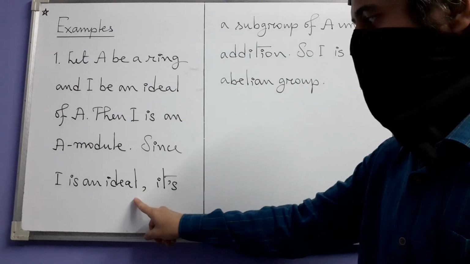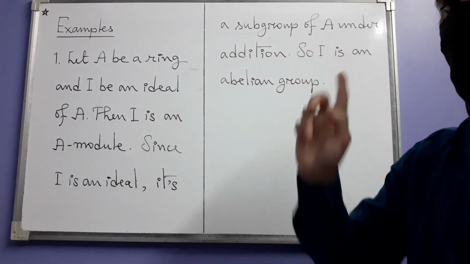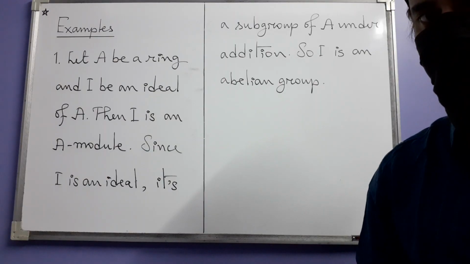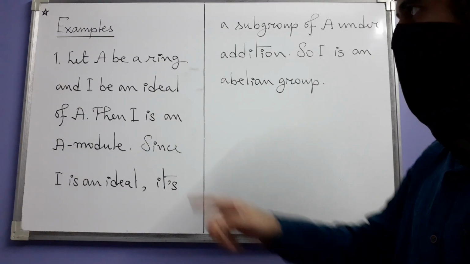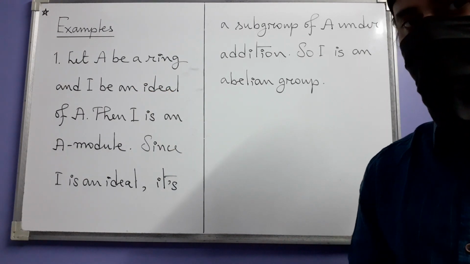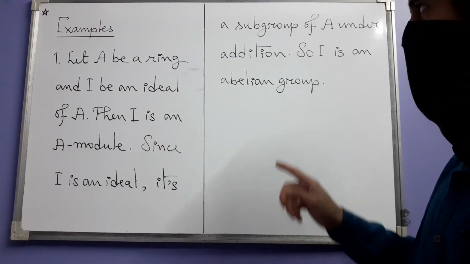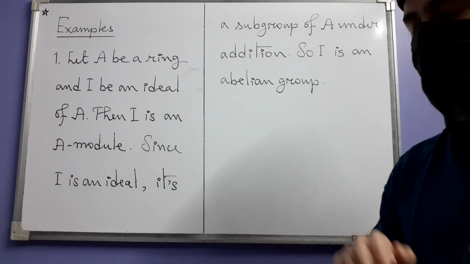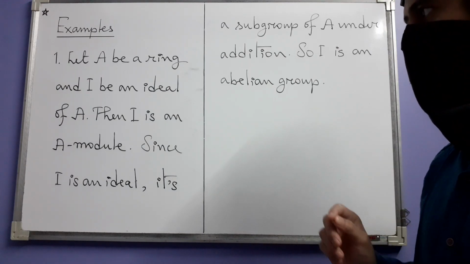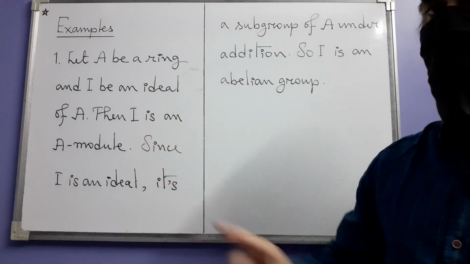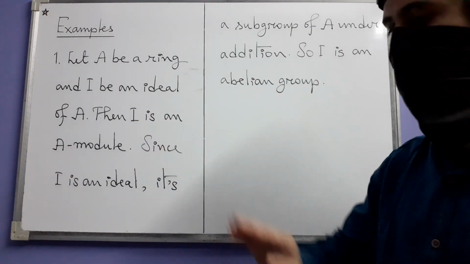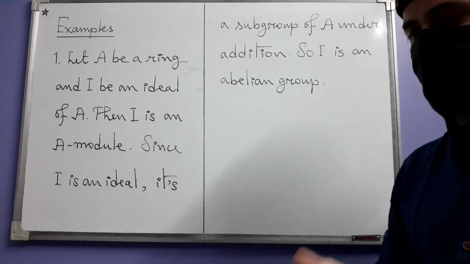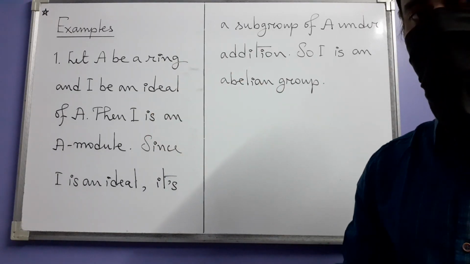Since I is an ideal, it's a subgroup of our ring A under addition, because that's a part of the definition of ideal, and our ring itself is an abelian group under addition. So that's why I also becomes an abelian group, which we need for I to be a module. Now the next thing we want is to have a multiplication where we take one element of I and one element of our ring and we multiply them somehow to get an element in I.